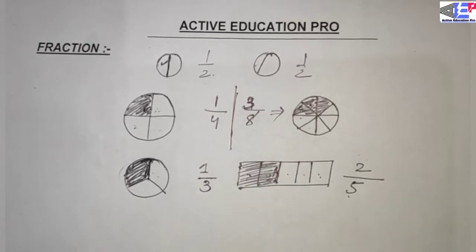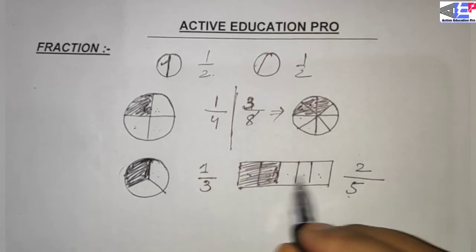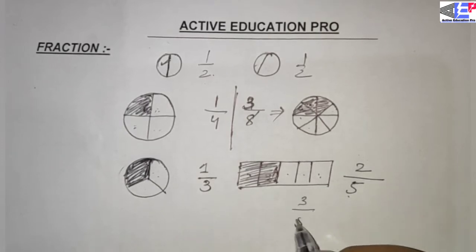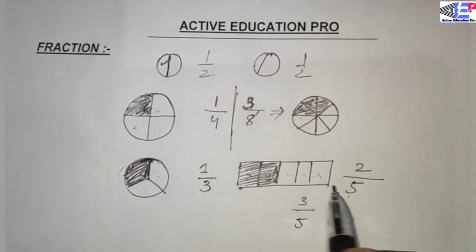If there is a question to find the remaining, the free part, meaning the not shaded part, it will be 3 by 5, because from 5, 3 parts are not shaded. So this is 3 by 5.